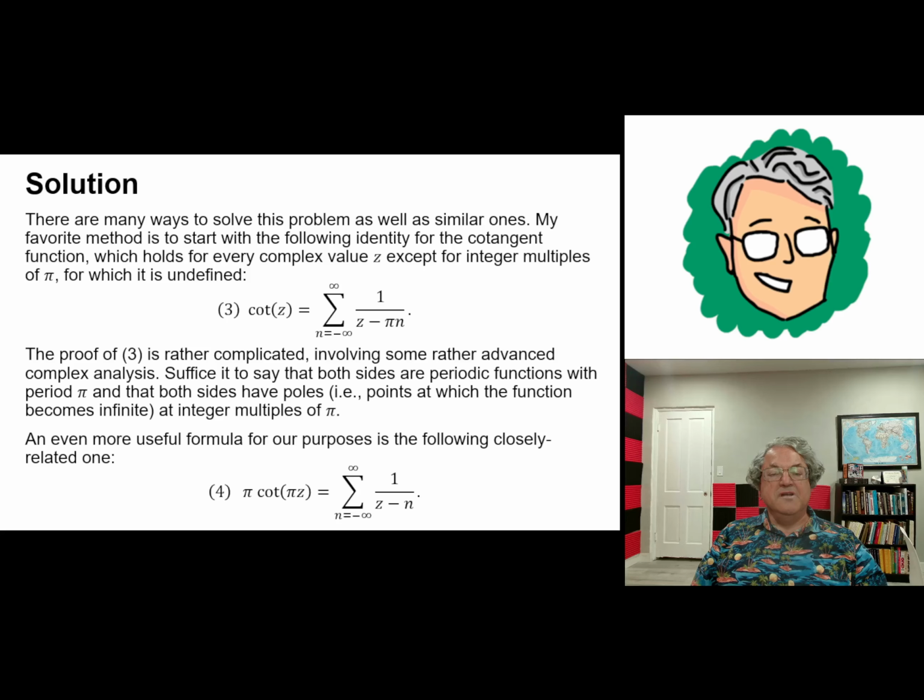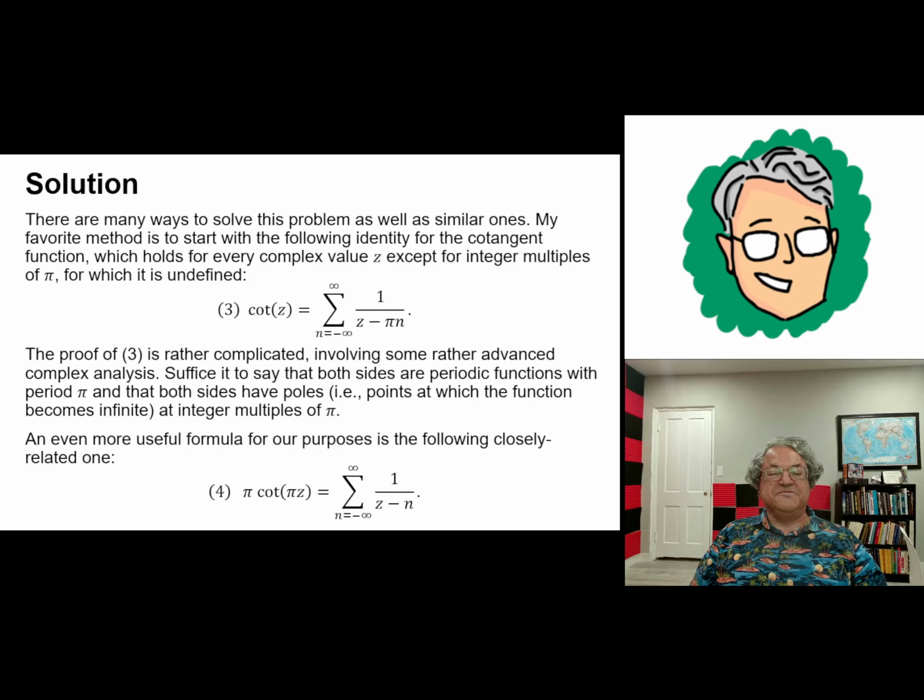Now n is an arbitrary integer. It could be negative as well as positive. So we're summing over all the integers of 1 over z minus pi n. And you might wonder where this formula comes from. This formula comes from complex analysis. It's pretty beautiful. I've seen a proof of this.